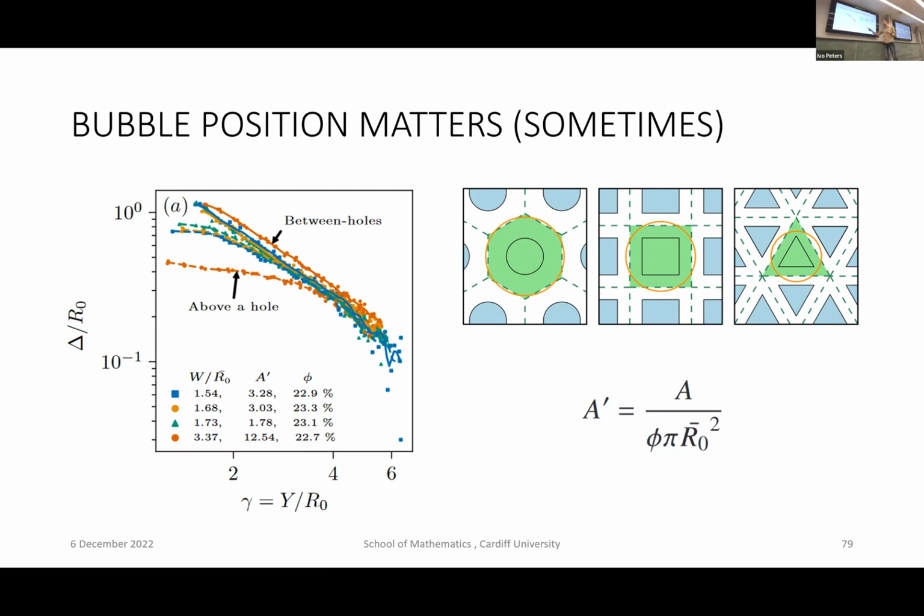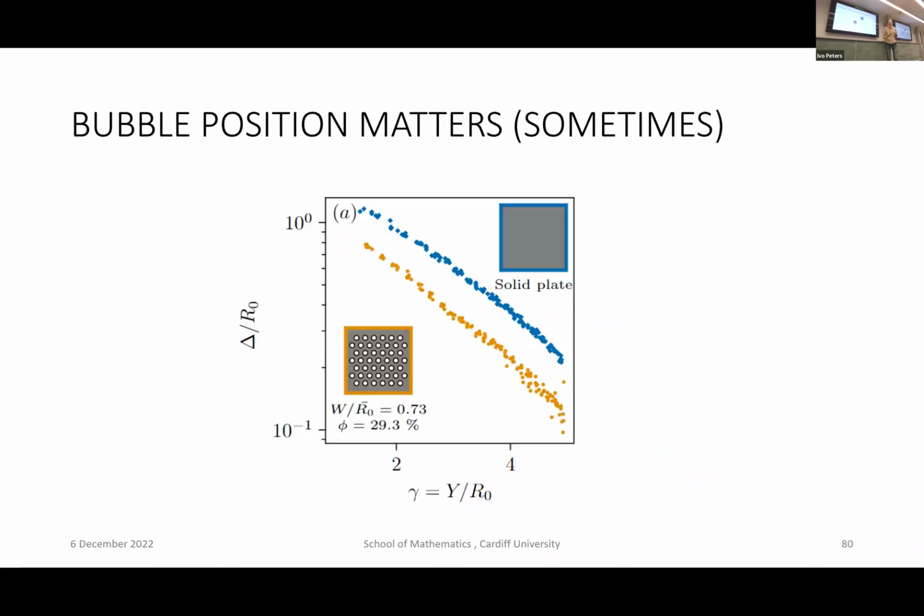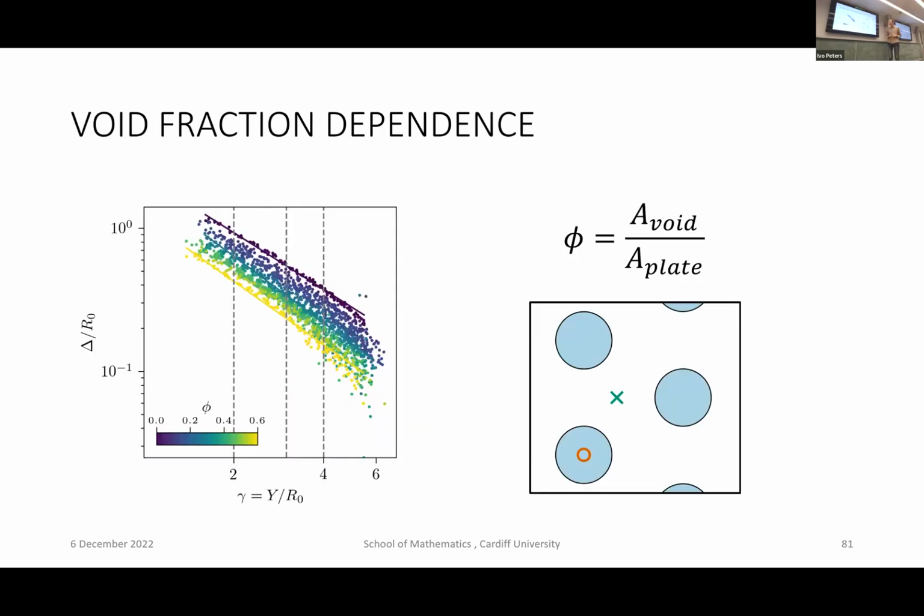And there's also a bit of dependence on the void fraction in there. So as long as we are a little bit careful, this can work quite well. And to demonstrate even more that it can work quite well, the plot that I showed you earlier is actually combining data above holes and in between holes. And here it's just indistinguishable. So if you're in the right regime, saying that it basically behaves as a solid plate with some adjustment is quite a good approximation. So that's what we then started to do.